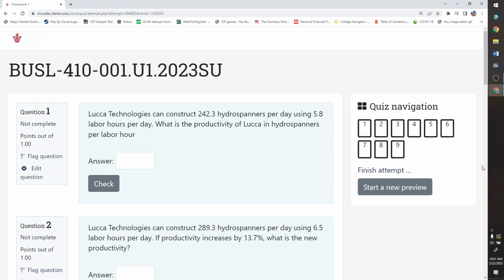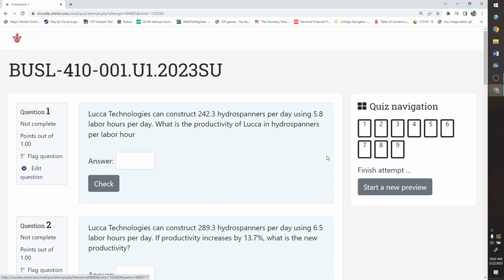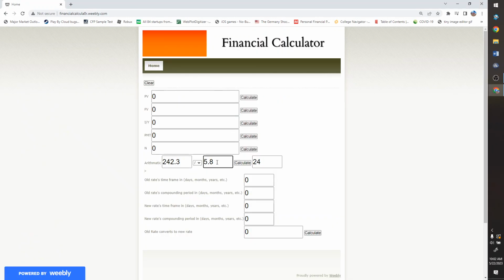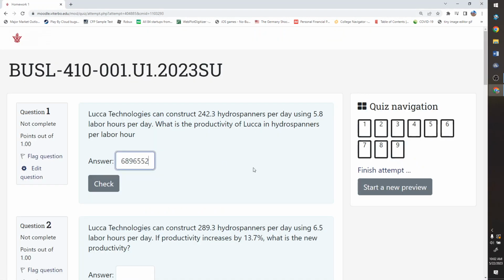So 242.3, I'm going to head over to this online calculator that I wrote. 242.3, we want to divide by labor hours, was it 5.3, let's see, 5.8, right, and we would get 41.77. Now units are key here, 41.78, we're rounding. I'm just going to grab all the digits because why not, but that's not necessarily useful to report all of these. But here we go.